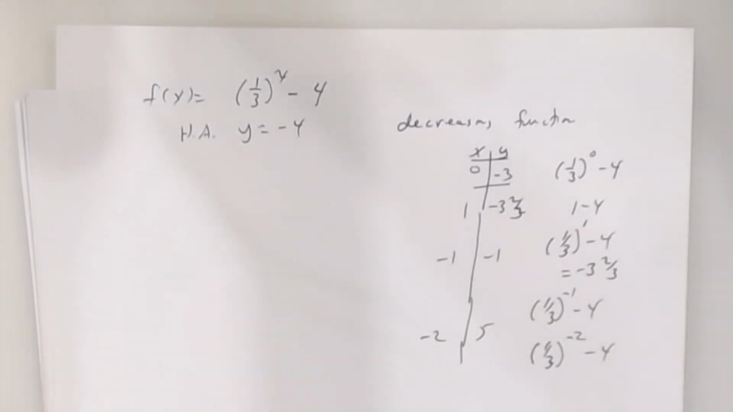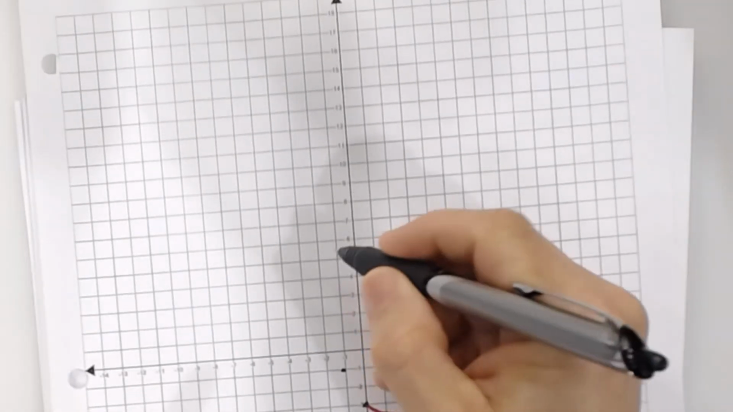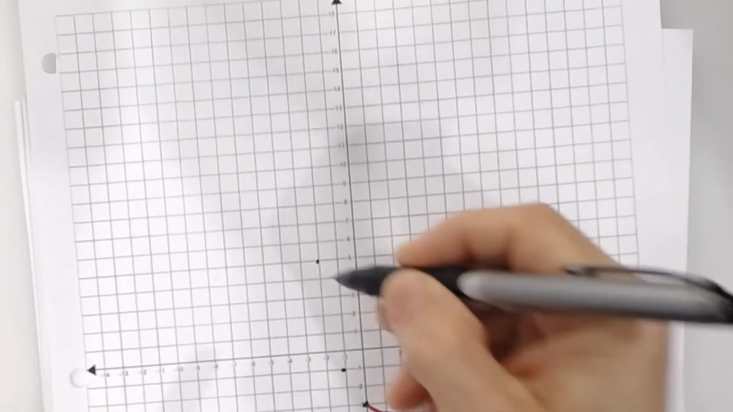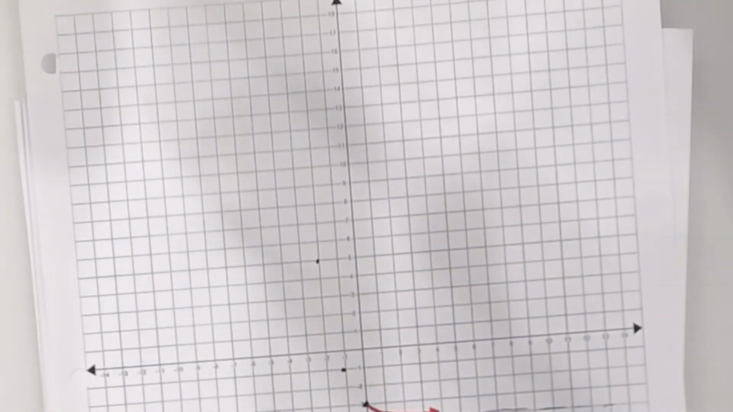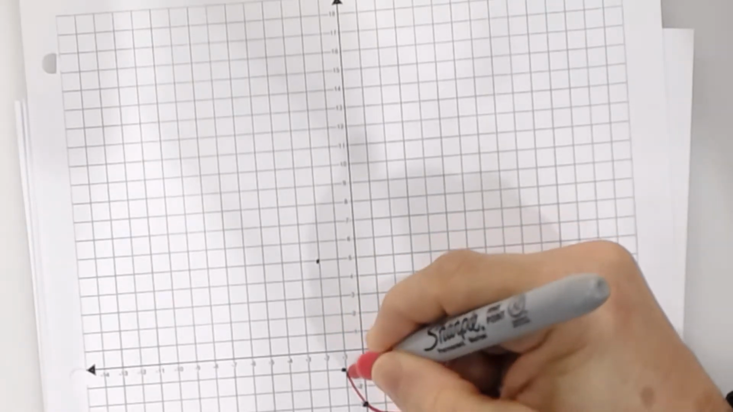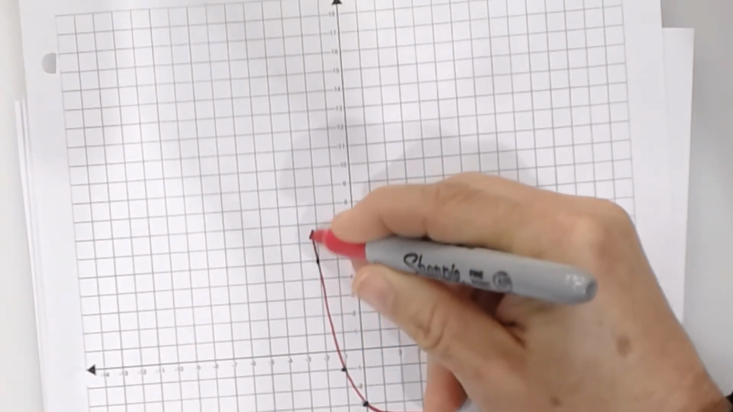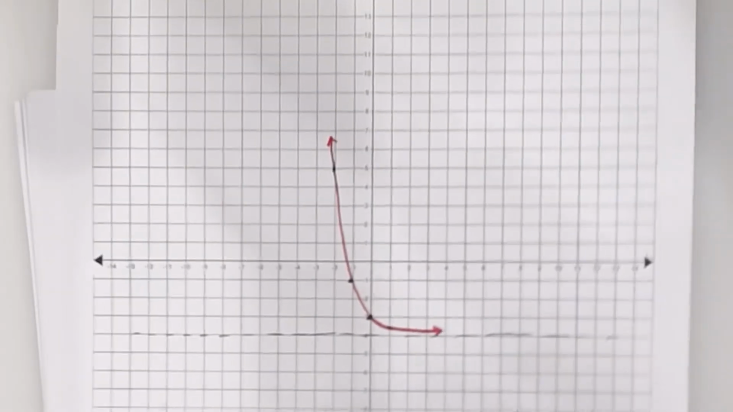Now in your calculator, you would put parentheses 1/3 raised to the negative second, and then subtract 4 and press enter. What do you get? 5. So the point (-2, 5) is here. And that's it. Just go ahead and draw the graph, and you're done. Something like this. Okay? That's it. You're done, just like that.